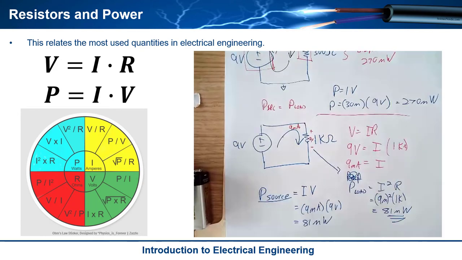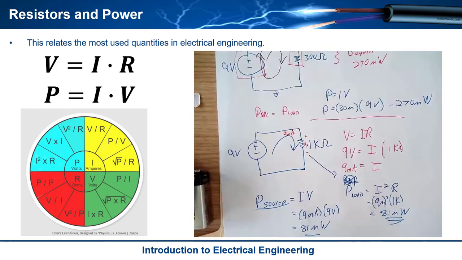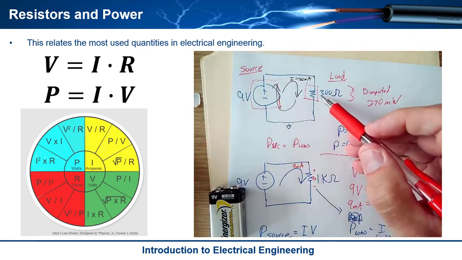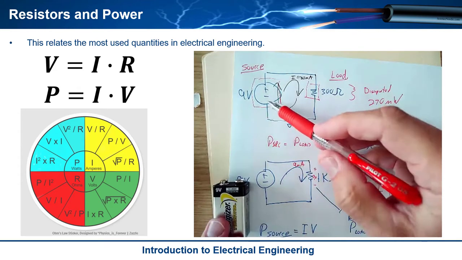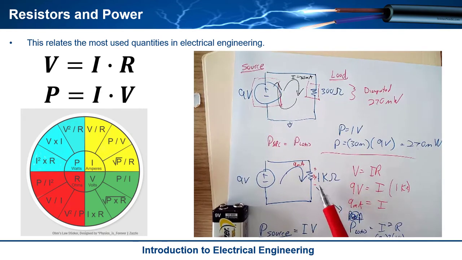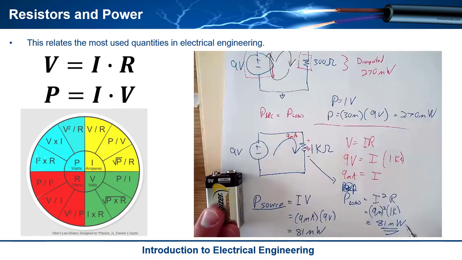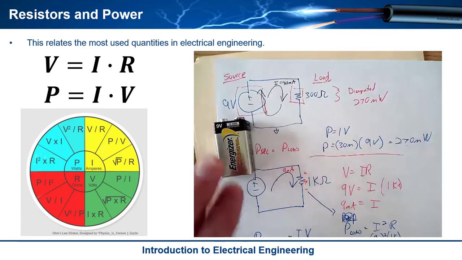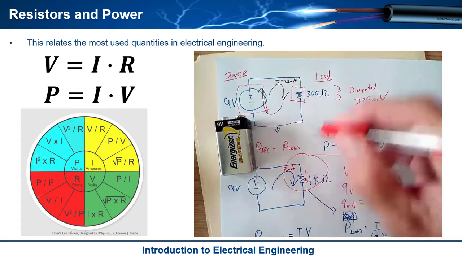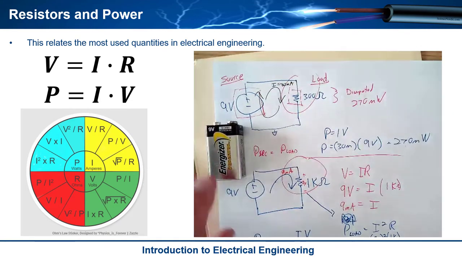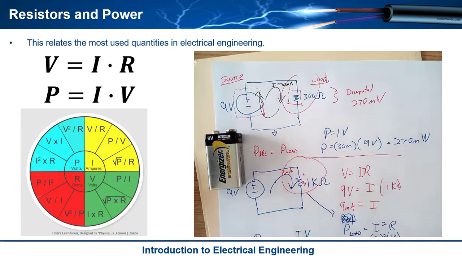So now check this out. This is what's kind of interesting. This battery, the same battery, when you put a resistor of 300 ohms, it sourced 270 milliwatts. But in this situation, if you put a different resistor, a 1K, it sourced 81 milliwatts. So the same battery is sourcing a different amount of power. That's because the loads dictate the power. They pull whatever they need, and it is the job of the source to try to provide that.